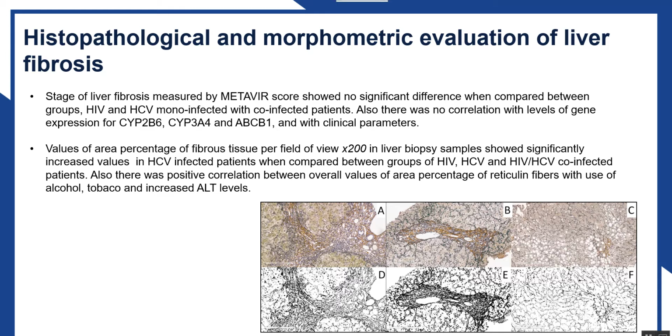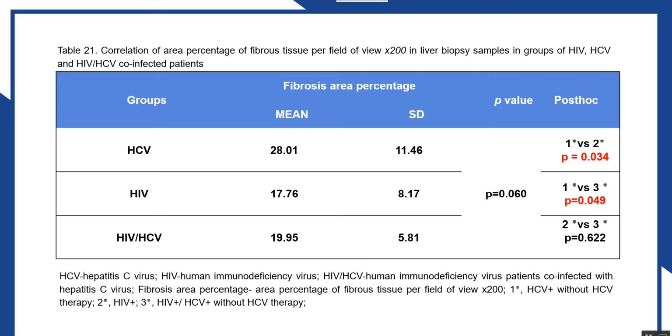Again, when additional morphometric measures were applied, values of area percentage of fibrous tissue per field of view in liver biopsy samples showed significantly increased values in HCV-infected patients when compared between groups of HIV, HCV, and co-infected patients. There was also a positive correlation between overall values of area percentage of reticulin fibers and the use of alcohol, tobacco, and increased ALT levels, a liver enzyme, which I will show you on the next slide.